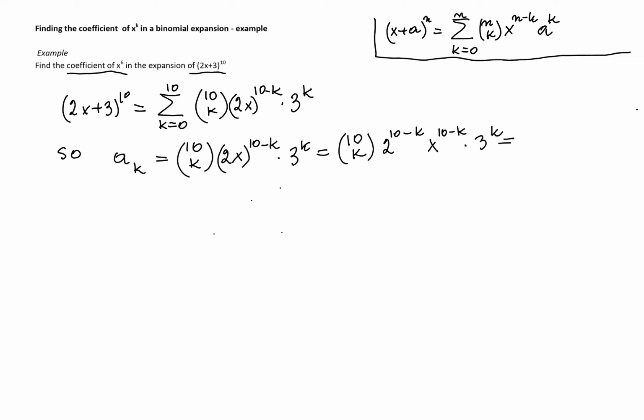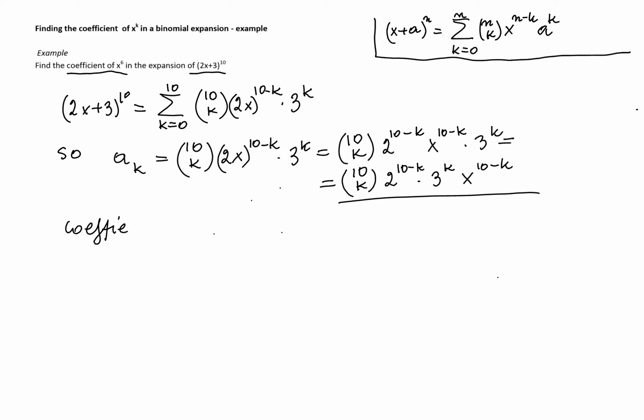And since usually the variable goes at the end, let's rewrite it again as 10 choose k, 2 to the power 10 minus k times 3 to the power k and x to the power 10 minus k. This is a term in the expansion of that power of the binomial. And what we want is the coefficient of x to the 6.